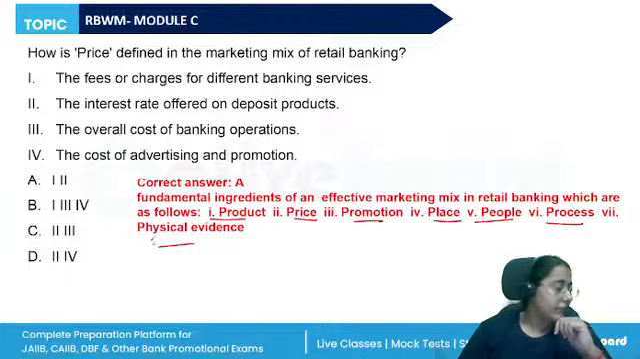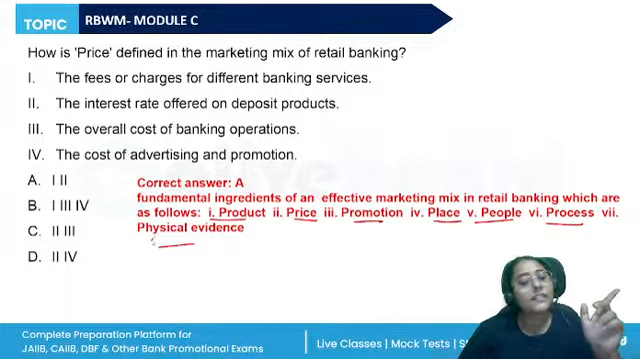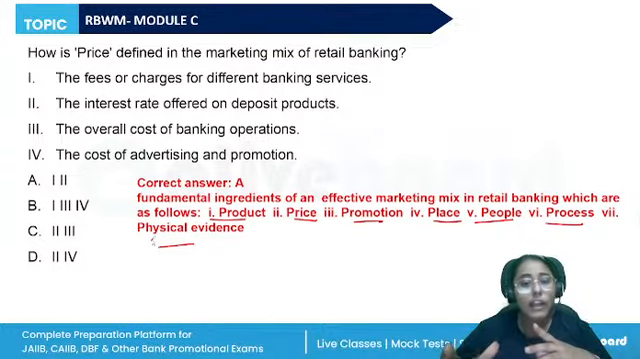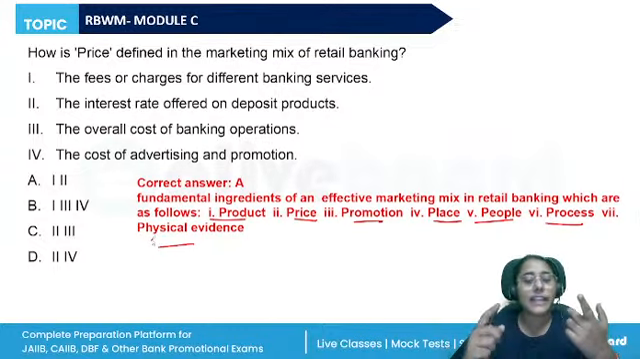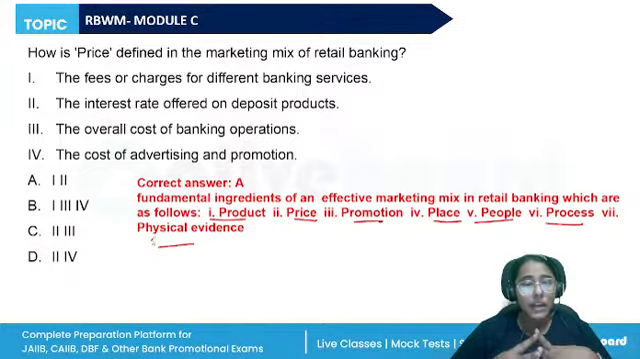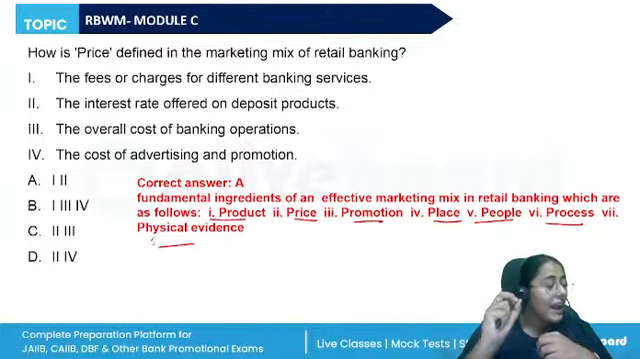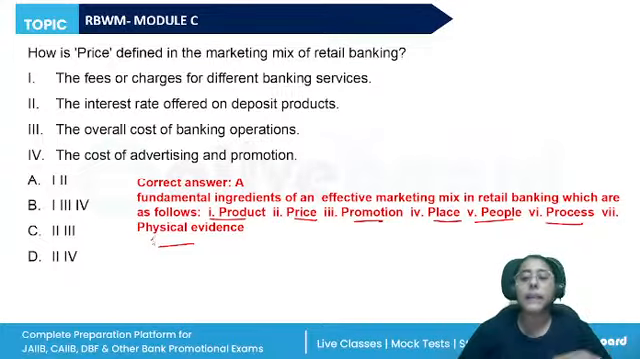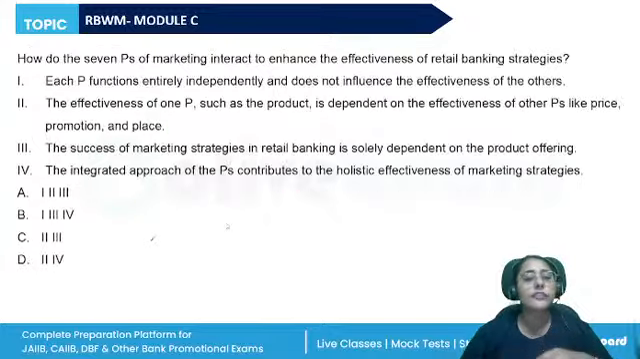And physical evidence, because the banking products are intangible, right? They are services. So along with it, some physical evidence, like along with the deposit product, a debit card or ATM card, a personalized checkbook can be provided. The key fact statement along with the loan can be provided. All right, so that is physical evidence. Correct answer is A. Let's move on to the next question.